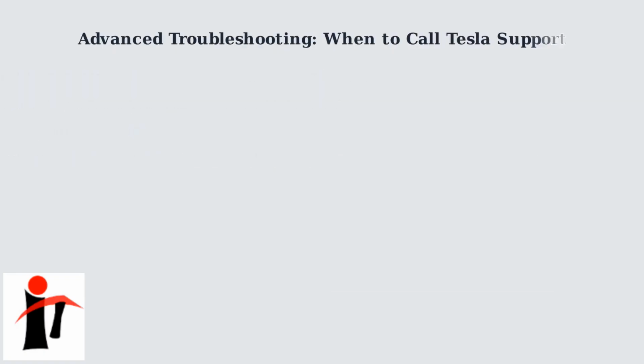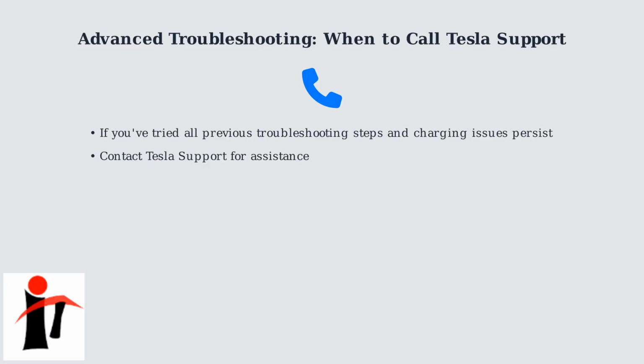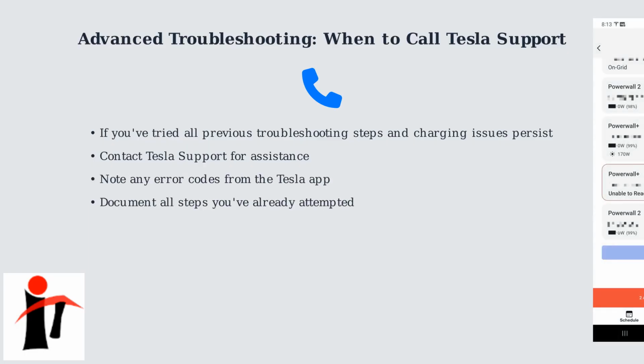If you've exhausted the previous troubleshooting steps and your Powerwall 3 still isn't charging, it's time to reach out to Tesla support for professional assistance. Before contacting support, make sure to document all the steps you've already tried, including any diagnostics from the app and hardware checks. Pay special attention to any error codes displayed in the Tesla app, as these provide crucial information for the support team to diagnose the issue quickly.